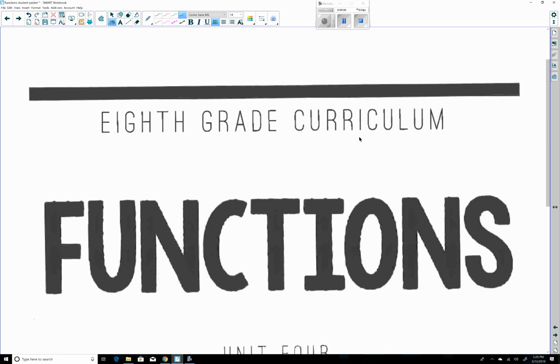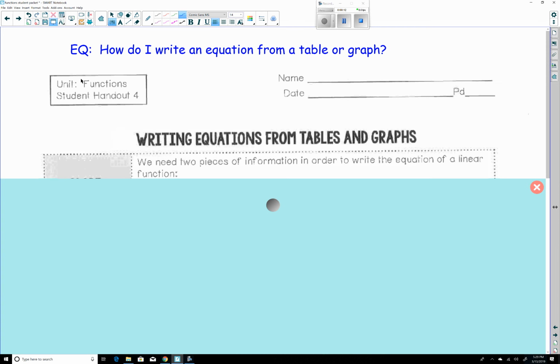This is Mrs. Huntley. This is lesson 4 from our functions packet. Please get your function packet out and open to page 16. On page 16, you should see in the top left-hand corner where it says Unit Functions Student Handout number 4. If it's not on page 16, it should be close to page 16.